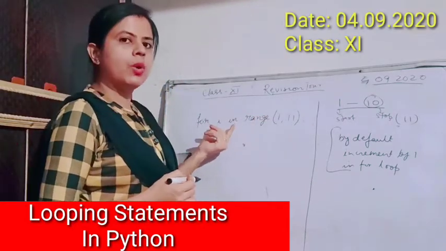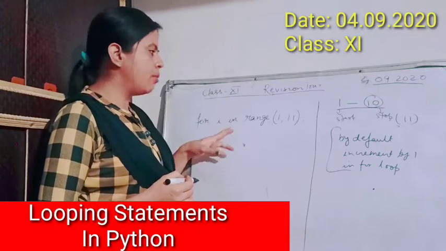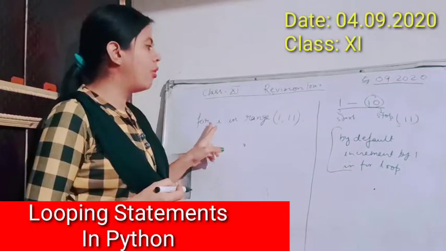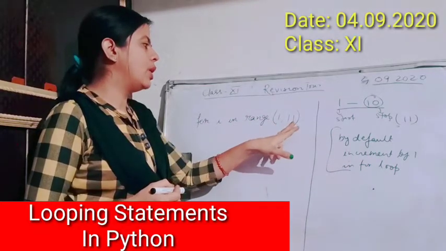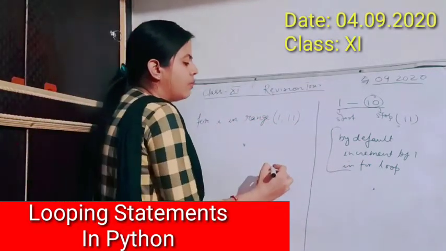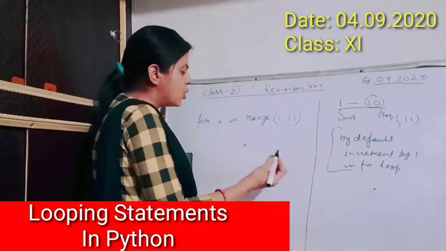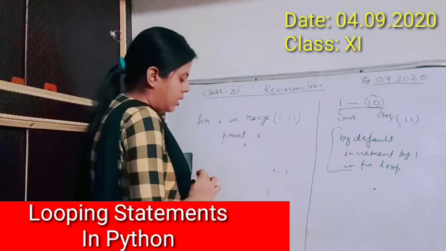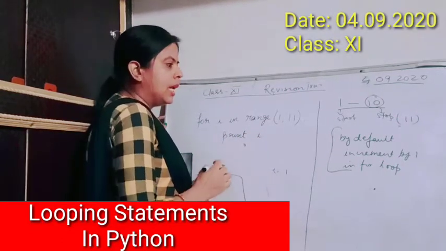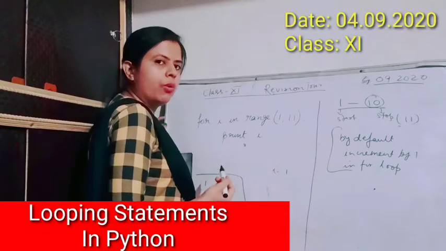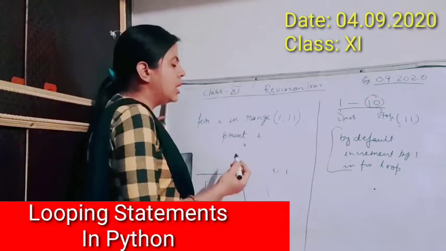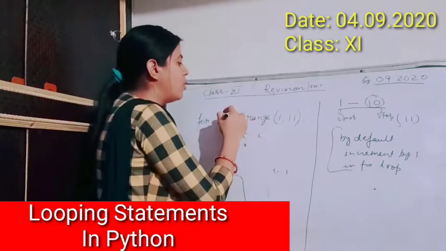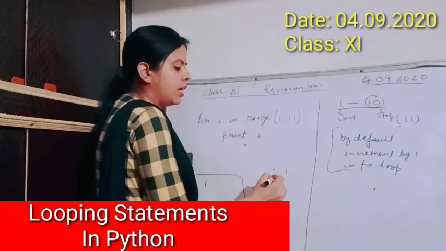So when you execute the program for the first time, the control will go to the looping statement wherein you have written for I in range 1 to 11. It means the first time the value of I will be 1. So if I write here print I, it means that 1 will be printed. Now as the step value is by default incremented by 1, the second time when the control goes to the looping statement, the value of I will be incremented by 1 and then it will be 2.